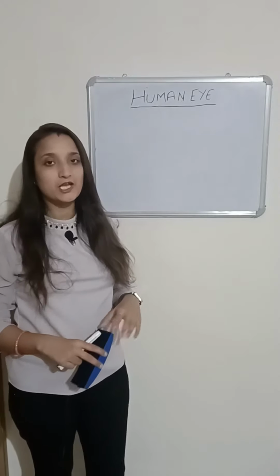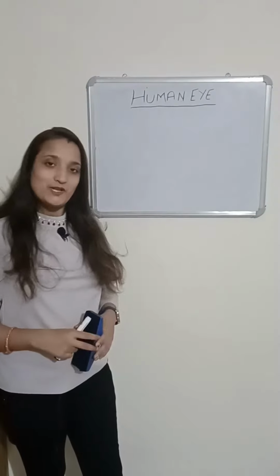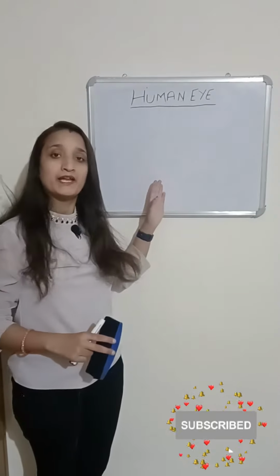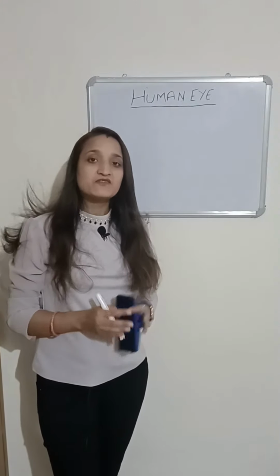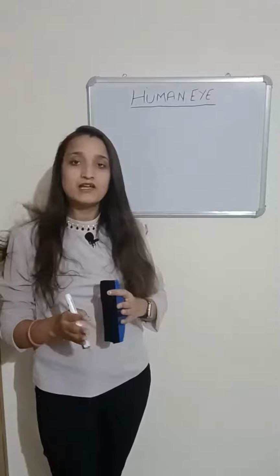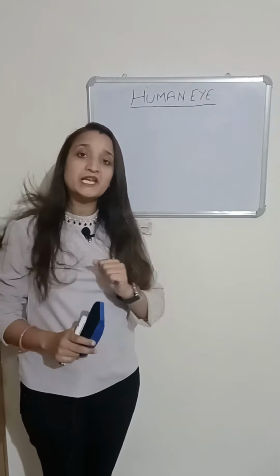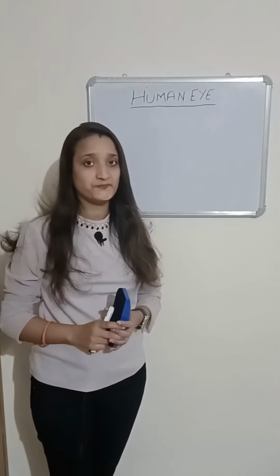Today I am going to tell you about the topic human eye from the subject science. So let's get started. Let me give you some introduction about human eye. Human eye acts like a camera. It is one of the most sensitive and valuable sense organs. It enables us to see the wonderful world and colors around us.